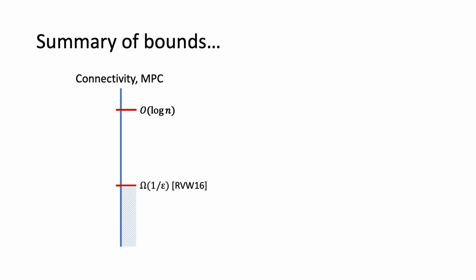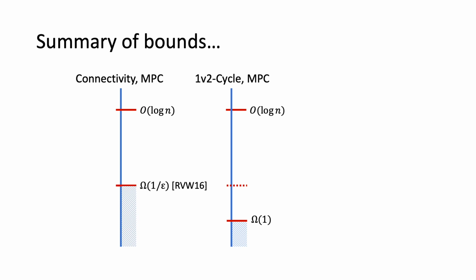Now let me summarize the bounds on AMPC round complexity we have seen so far. For connectivity, we have this upper bound of big O log n, and also this lower bound of omega 1 over epsilon. For 1 versus 2 cycle, since it's a restriction of connectivity, the same upper bound carries over. And at this point, we don't yet know a non-trivial lower bound for 1 versus 2 cycle. But, as we will see a bit later, our work will narrow this gap. We will show an omega 1 over epsilon round lower bound for 1 versus 2 cycle in AMPC.